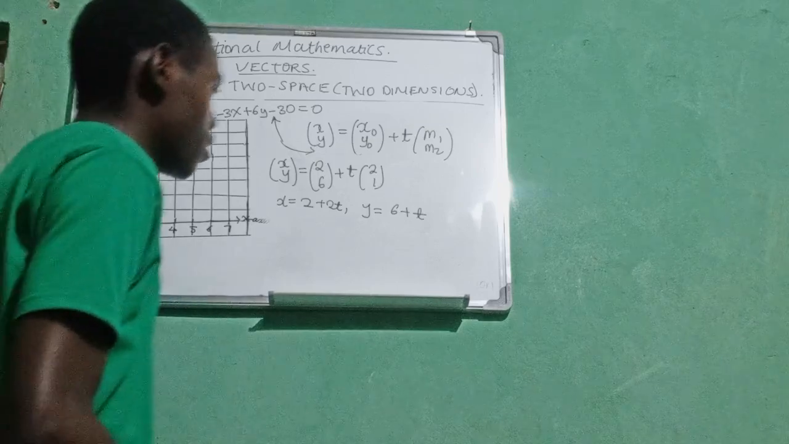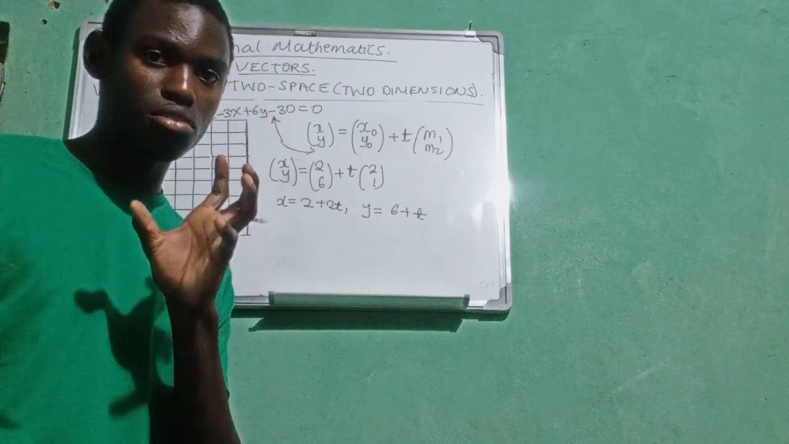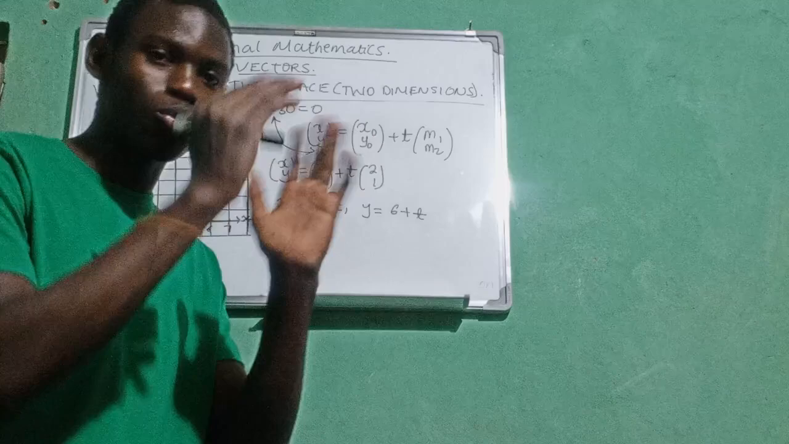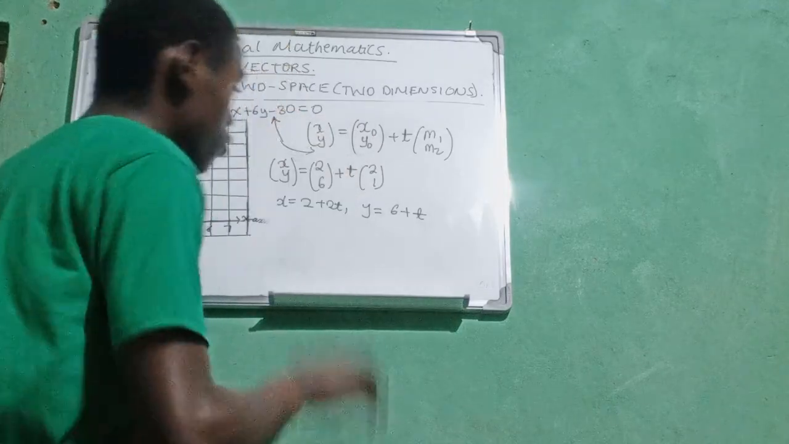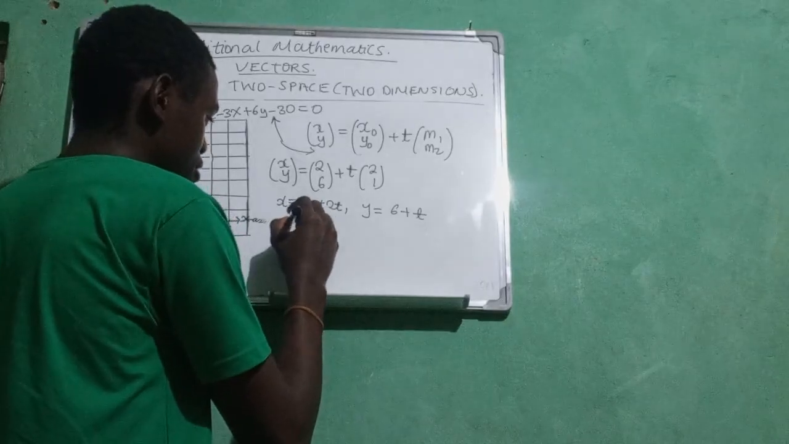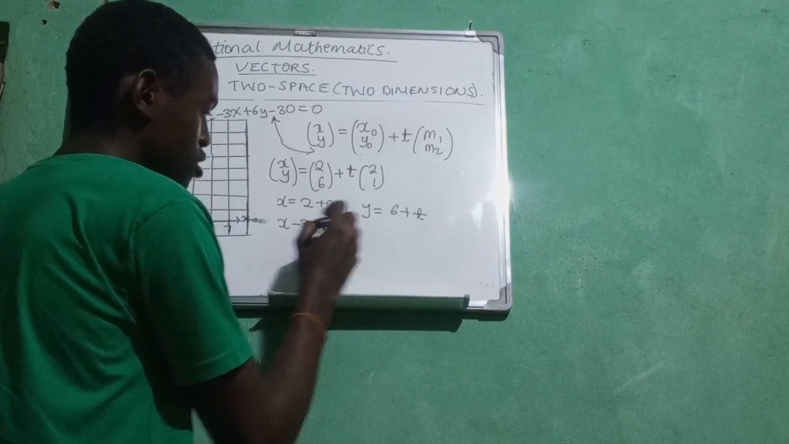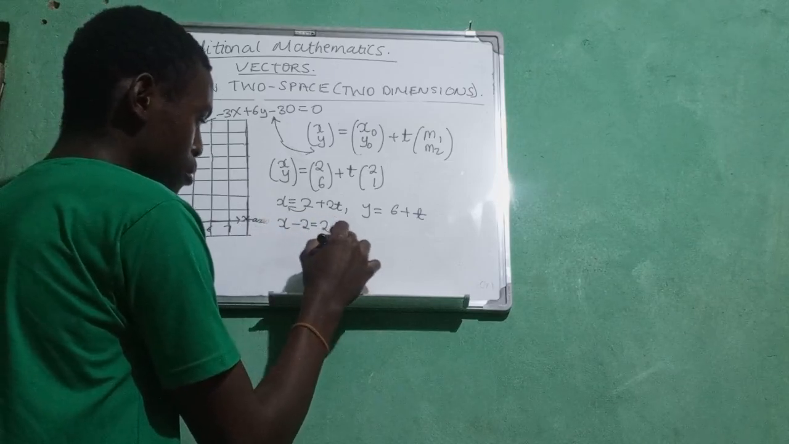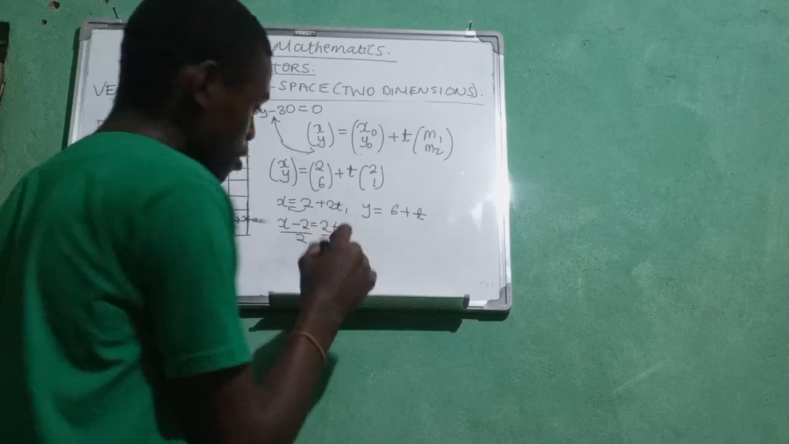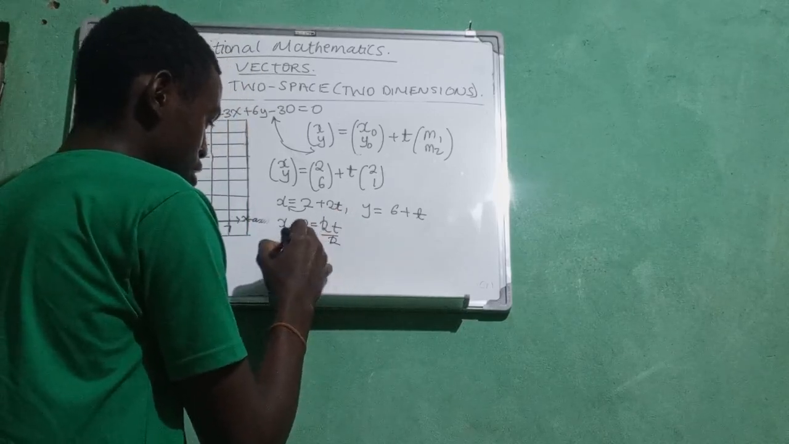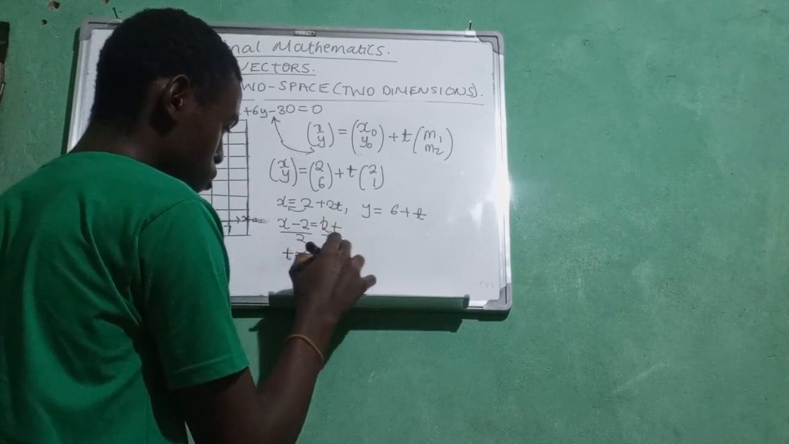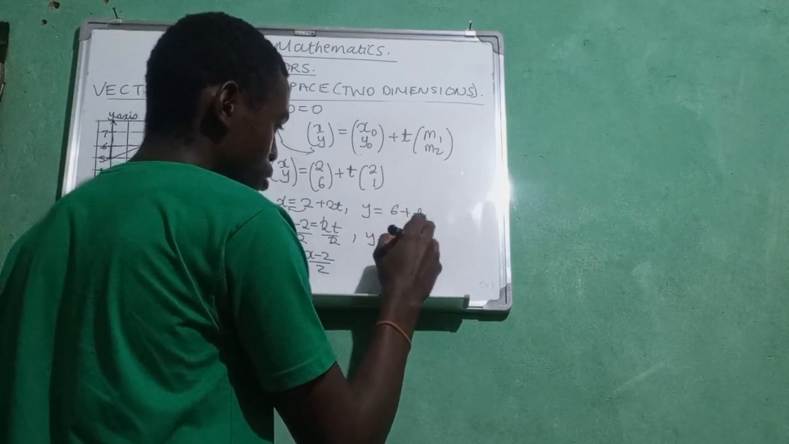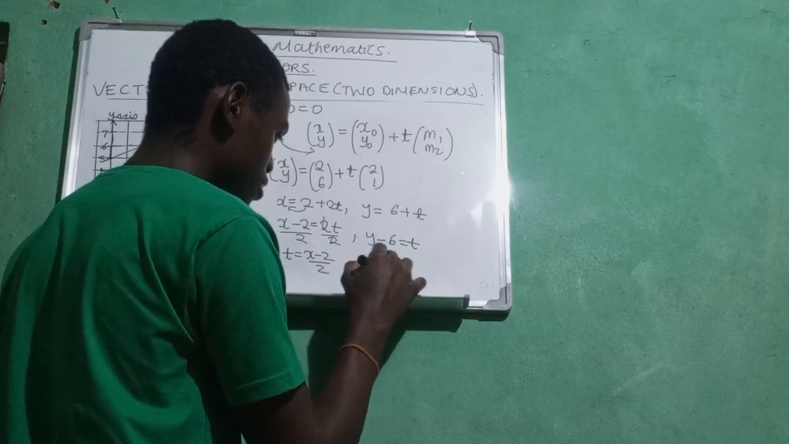So what we want to do is make t the subject of the formula. How do we do that? We group like terms and make t be on one side of these 2 equations. So it would be x - 2 = 2t. This 2 has gone that side and it has become negative. Then we divide both sides by 2, which is the inverse of multiplication, it is division. Then t = (x - 2)/2. This is what t is equal to. And then we have y - 6 = t.